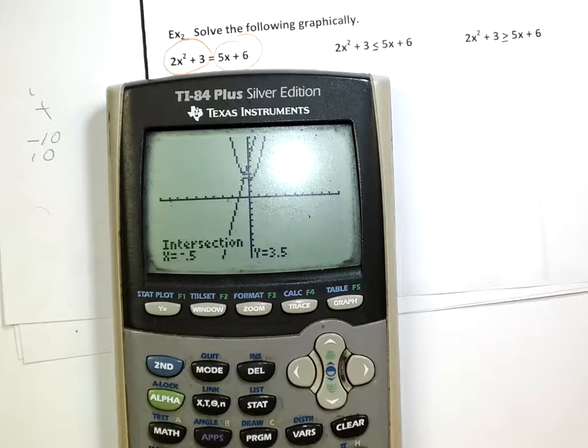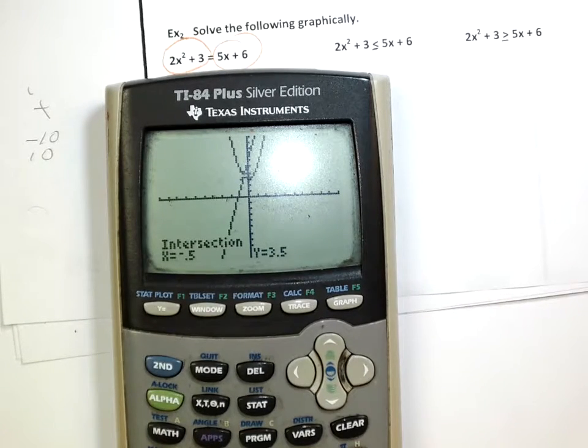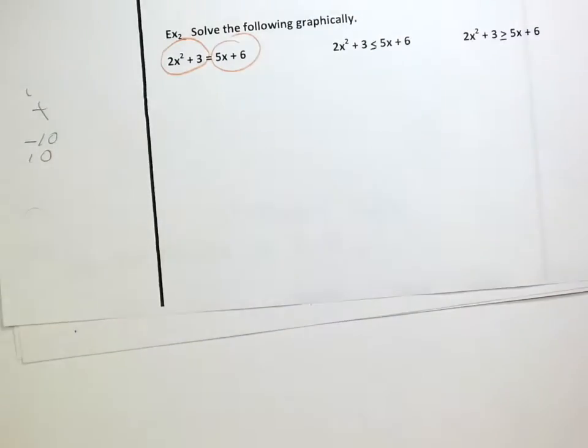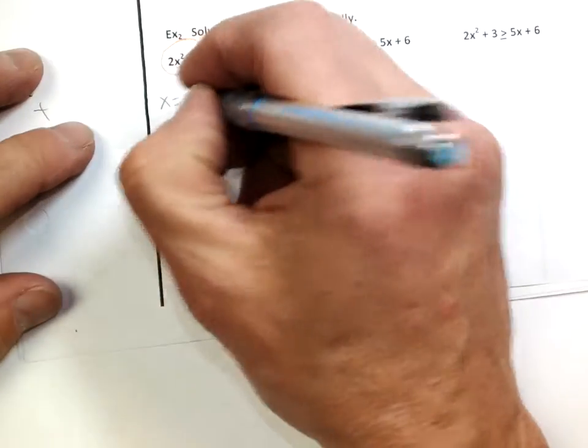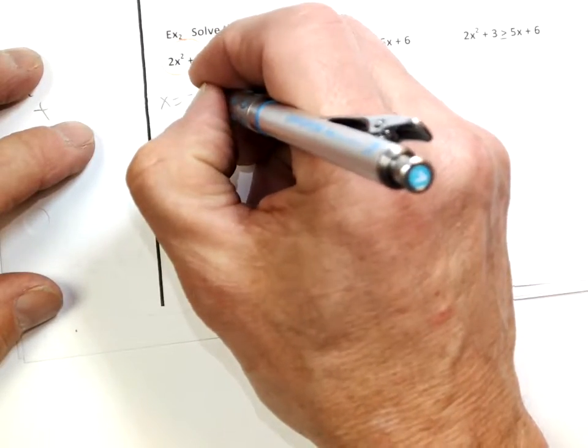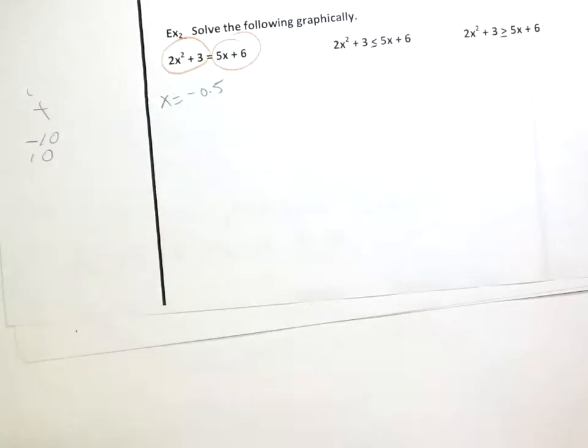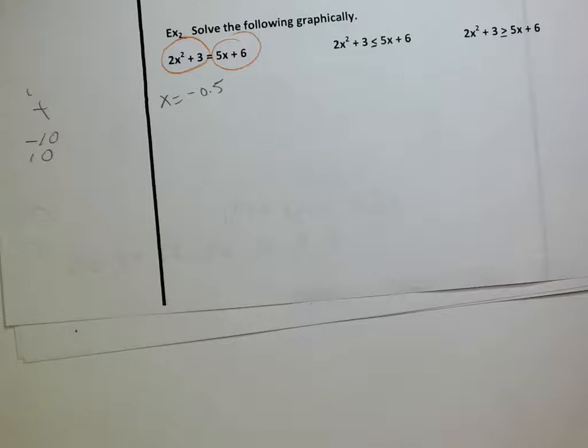Now we're solving for x, aren't we? We're solving for x. So what's the answer? Negative 0.5. So the answer is x equals negative 0.5. Yes, but would you believe me if I said there's a second place that they intersect? What?